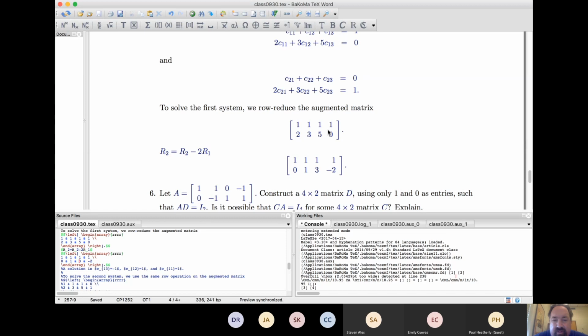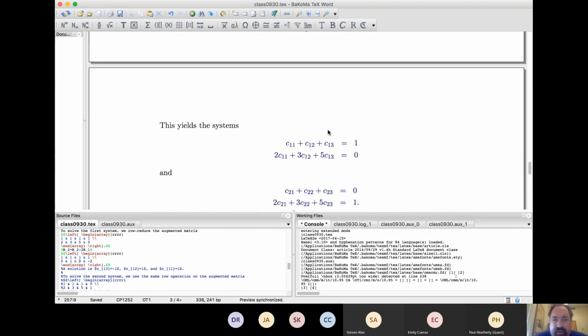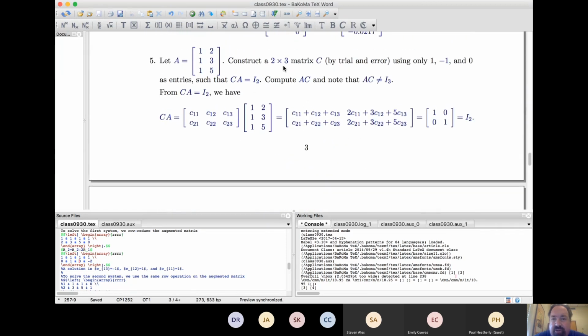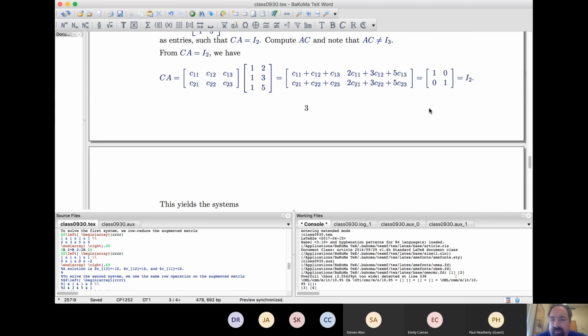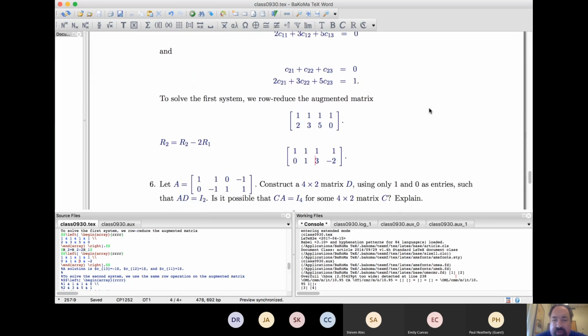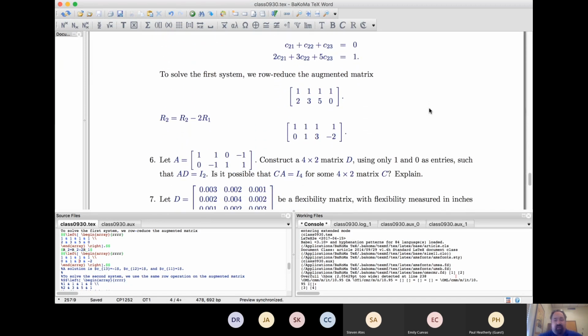But then we need to look at what the problem specifies. It says construct a 2 by 3 matrix C using only 1, -1, and 0. So we have that constraint: if we substitute something in for a free variable, it has to be one of these values. You can just try them all and see what happens. But it's worth noticing that if I take these values, 1 and 3, and subtract them, I'll get -2.